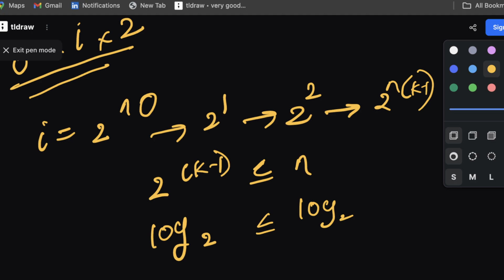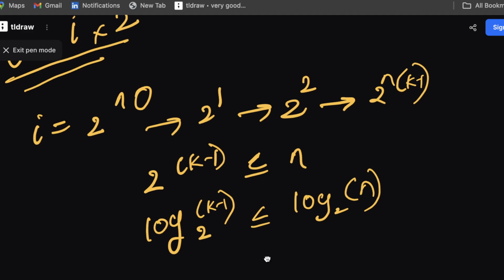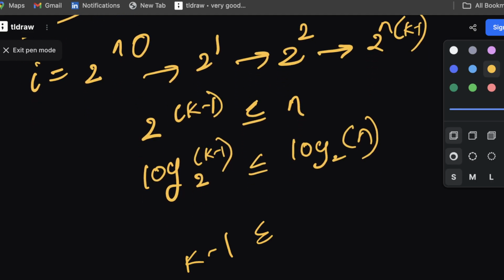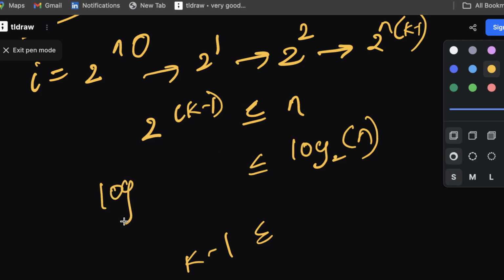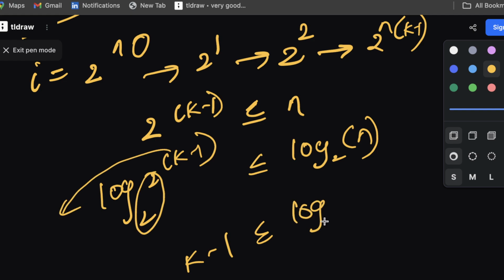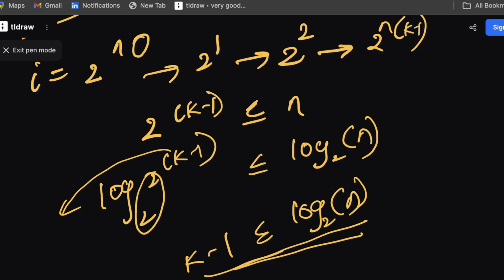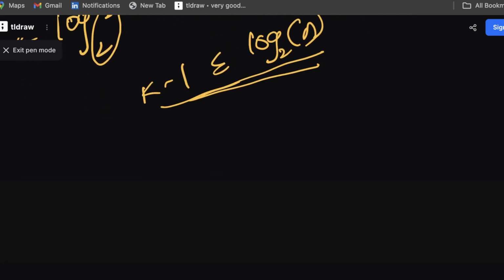So if it's log 2, then taking log on both sides, this k minus 1 is going to be, because log, oh wait, this is not right. This is log 2 2 to the power k minus 1, right? This is going to be 1 because this is going to shift here. So anyways, the only thing I'm going to be left with is this. It's mathematically same, but this is something else, remember.